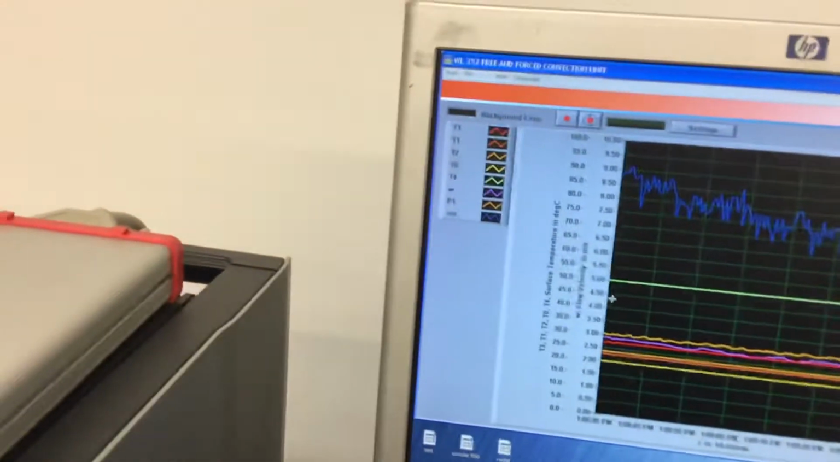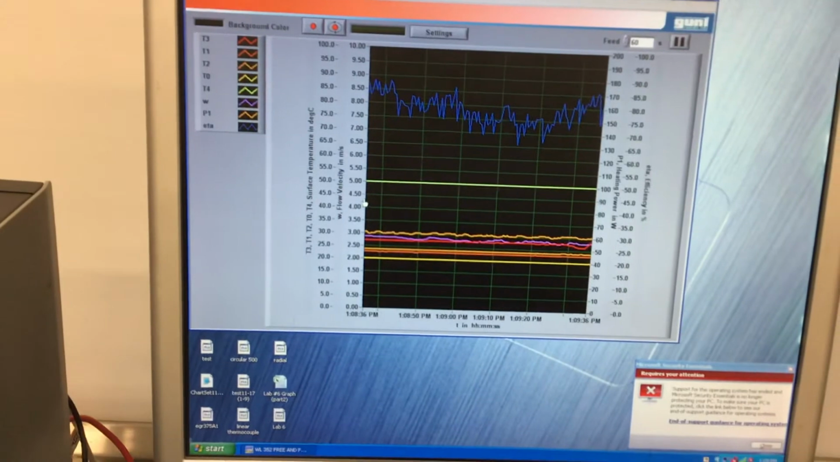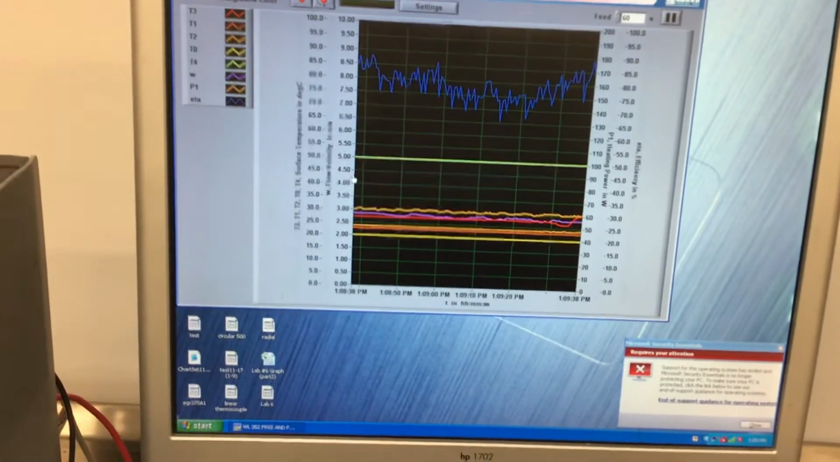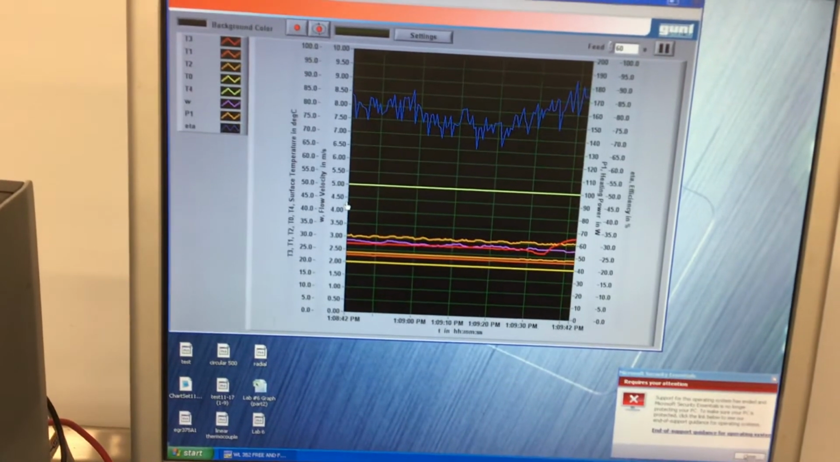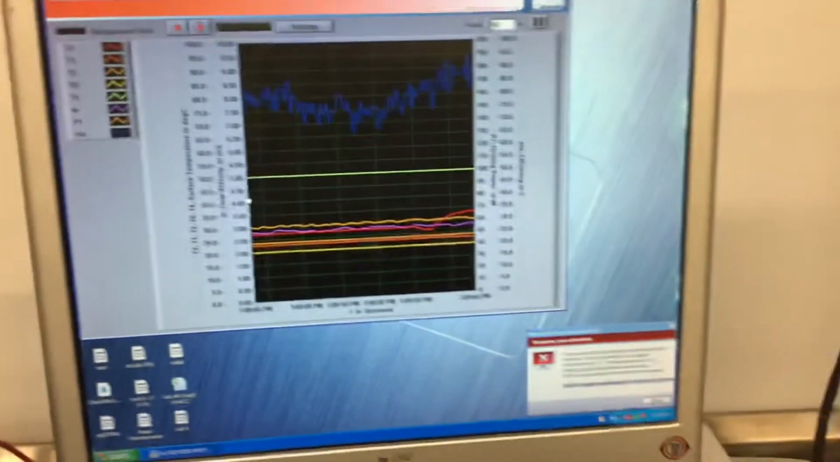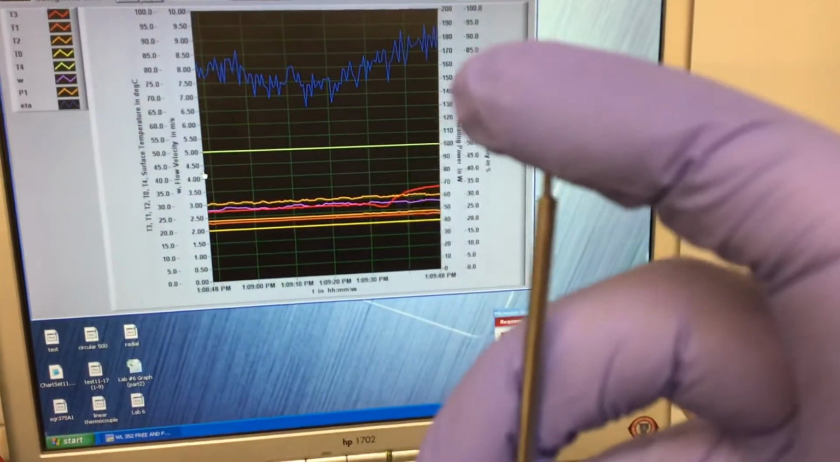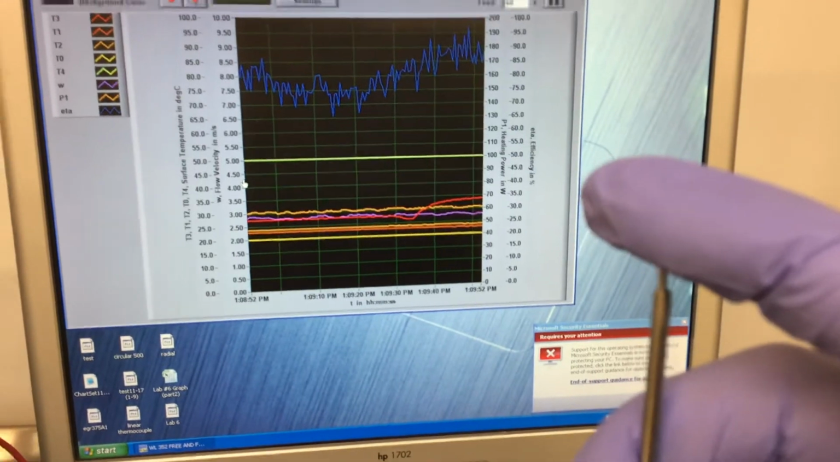If I touch it, as my body is hotter than the ambient, you're going to see a sudden increase of the red line. The red line actually shows the thermocouple, which is given here as T3. So you start to see the temperature of the thermocouple increasing as I'm touching this directly with my finger. So it has a good value.